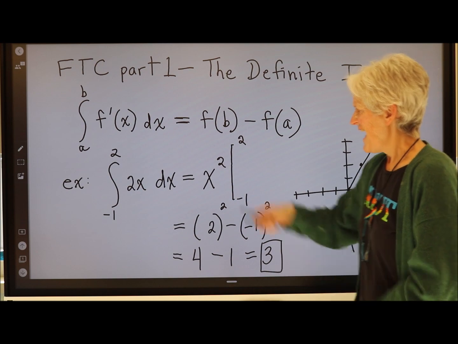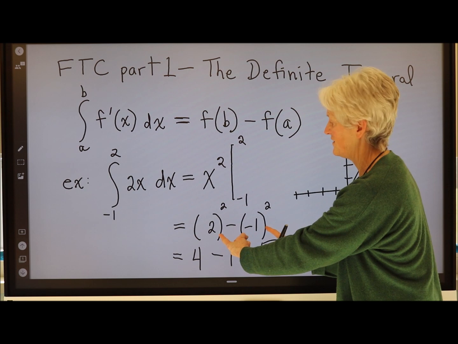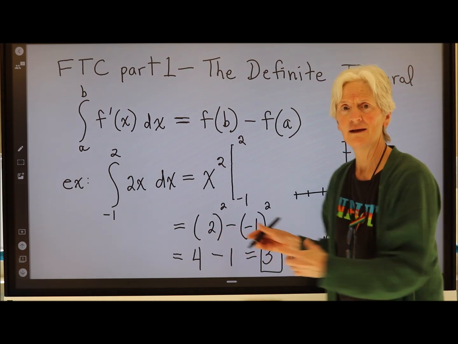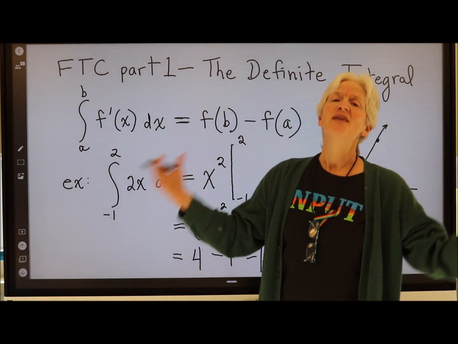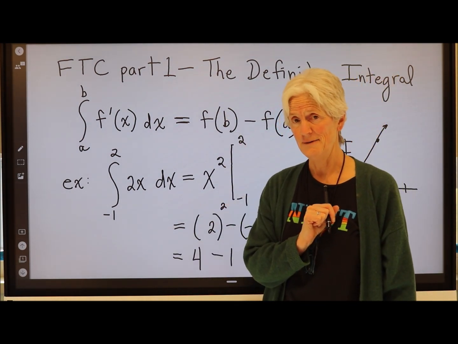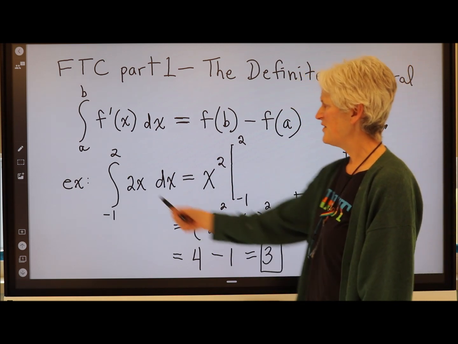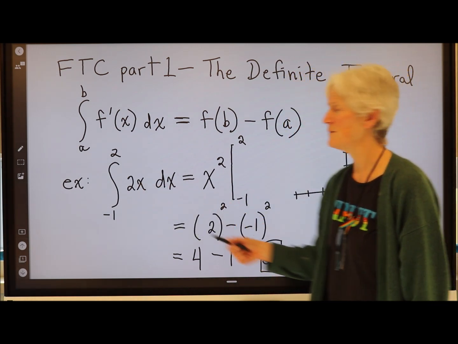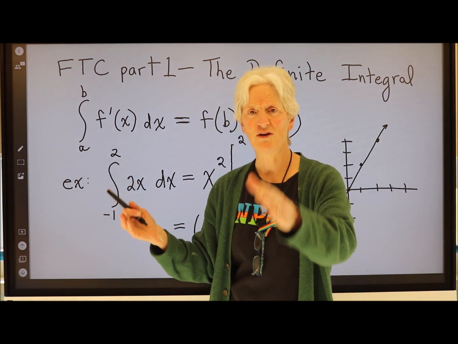Okay? Hey, those of you who tried this with a plus c, what happened at this phase when you had the plus c? If I had a 2 squared plus c minus -1 squared plus c, all those plus c's would subtract each other and become 0. So that's why when we're doing definite integrals, you can dispense with the plus c. All right, we have a definite integral of 3. If this were a velocity function, this would be my displacement from -1 to 2. A little weird talking about -1 time, but you know what I'm talking about.